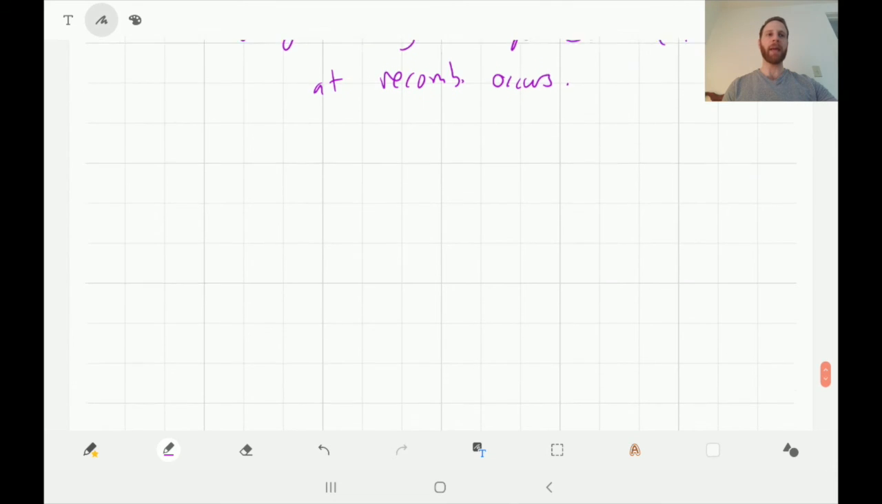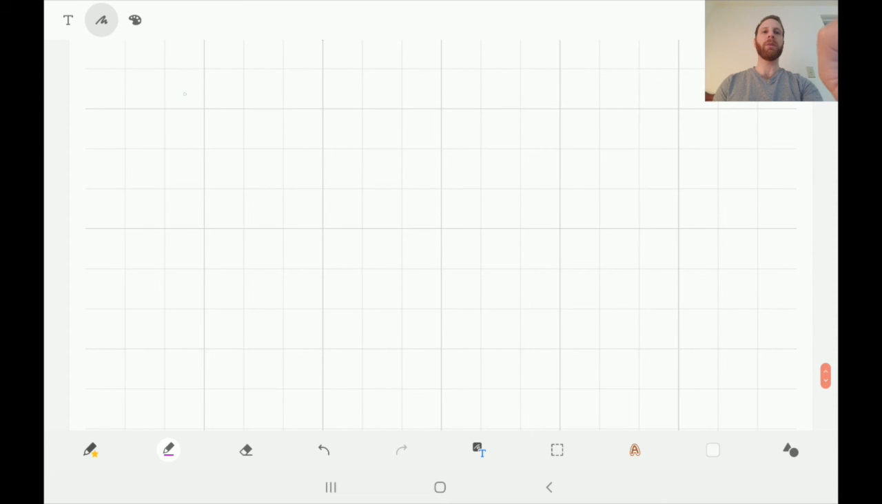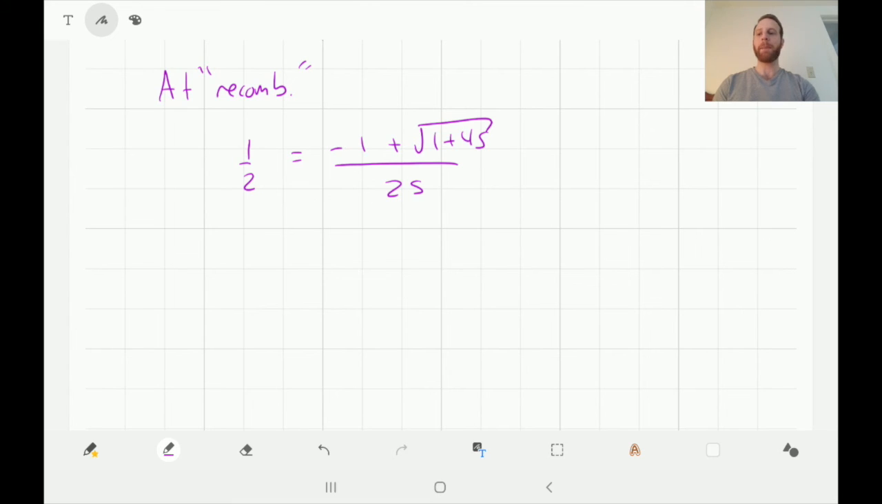Okay, so what do we have? If x is equal to 1/2, so at recombination, and I'll put this in quotes, this is just to give us a sense of scale, x is equal to 1/2, and that's apparently equal to (-1 + the square root of (1 + 4s)) over 2s. I'm not going to do the algebra for you, but with the algebra, you'd find that s is equal to 2. You should verify that.